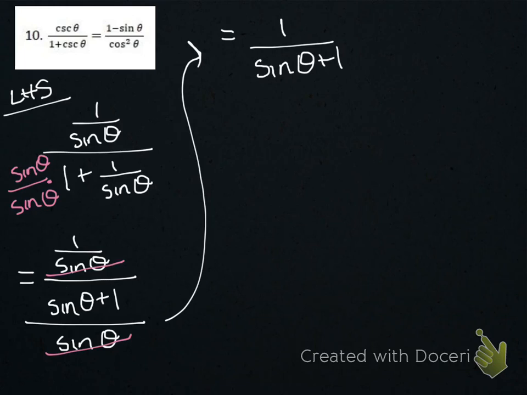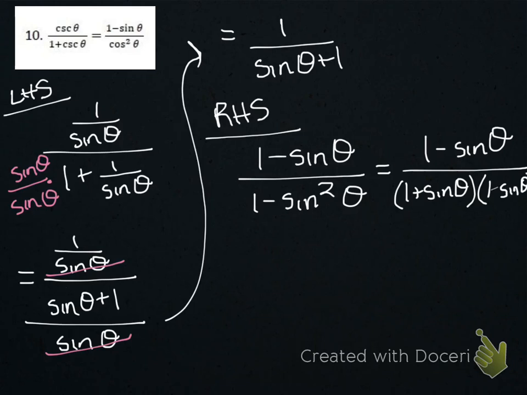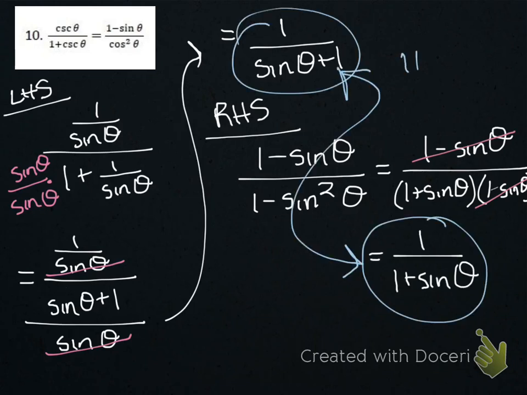So now I'm going to go ahead and switch over to the right-hand side. And since the numerator is in terms of sine, and it's possible to get the denominator in terms of sine as well by using that manipulation of the Pythagorean identity, I'm going to go ahead and do that first. And that makes sense because that has the factoring pattern of the difference of two squares. And one of those factors in the denominator is going to cancel with our entire numerator. So that leaves us with 1 over 1 plus sine theta, which is the same thing as we got the left-hand side to look like.